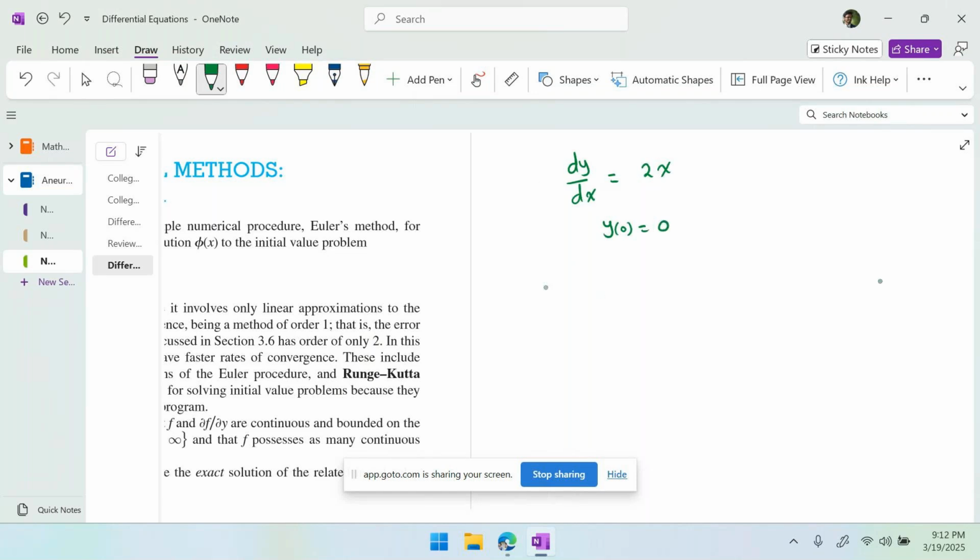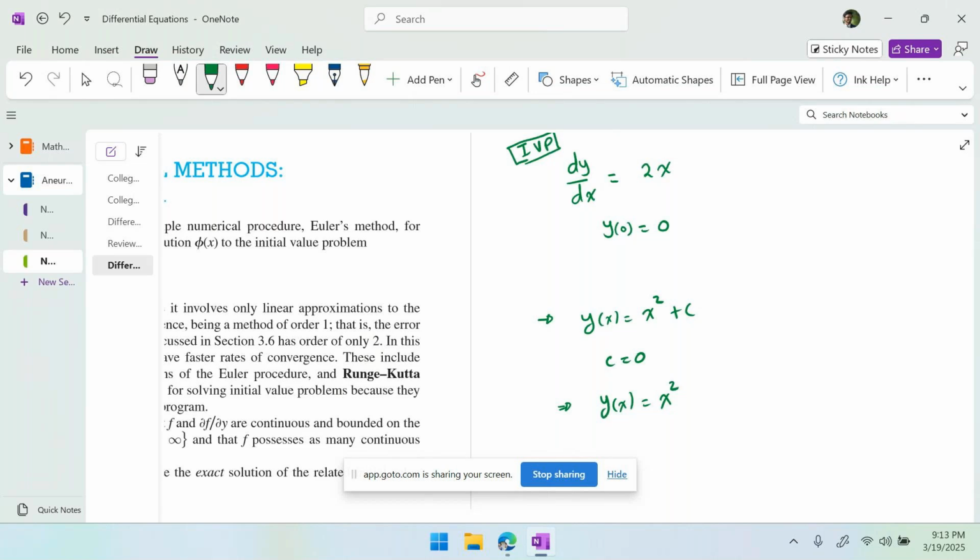Okay, now if you want, we can directly calculate the answer by doing a separation of variables or something like that. And here we have a constant c, substitute in the initial condition, we get c equals 0. So the final answer to our initial value problem is y(x) equals x squared. Now all the numerical methods are defined for an initial value problem. You need a place to start.